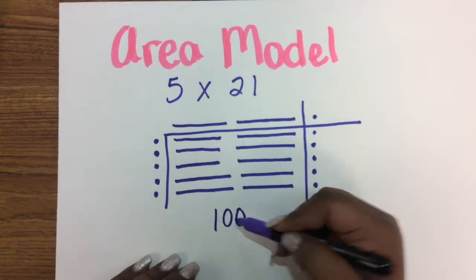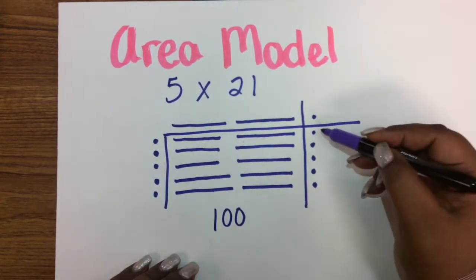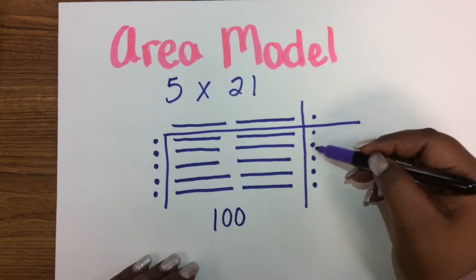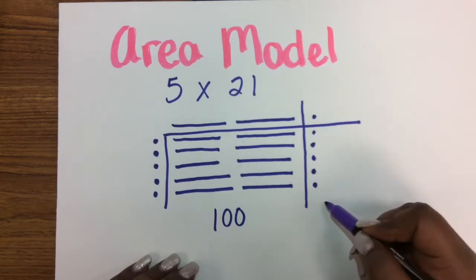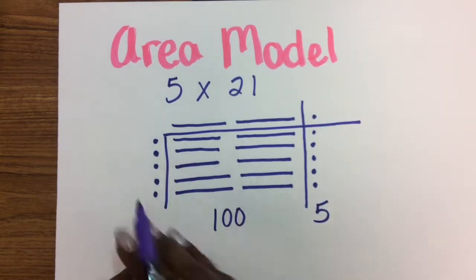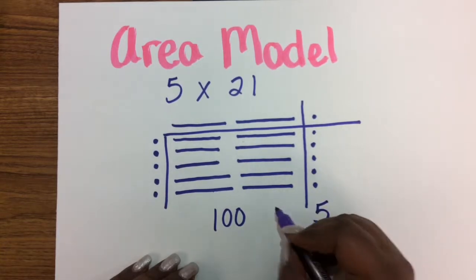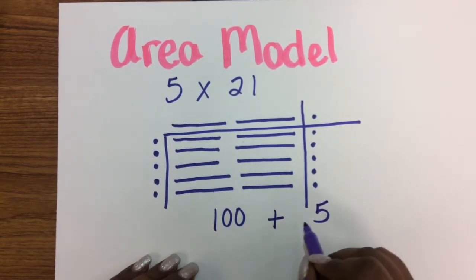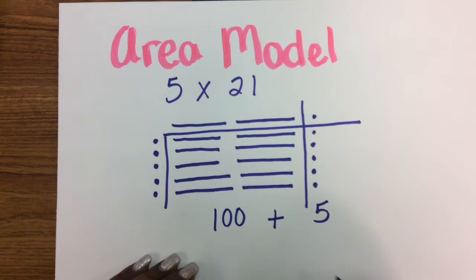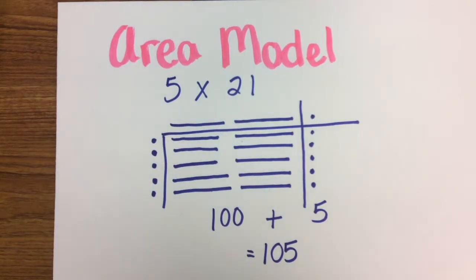That is 100. Now, how many do I have here? Well, in the ones place, 1, 2, 3, 4, 5. So 5. We broke them up, so that means we got to put them back together. So 100 plus 5, that is going to give me 105. And this is a way that students can do the area model, but with a picture.